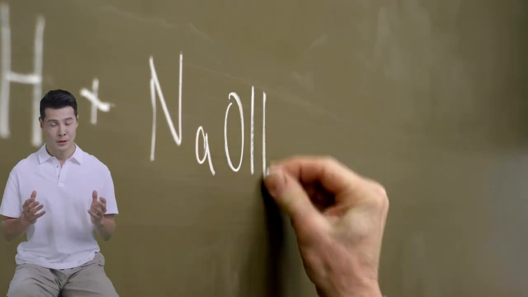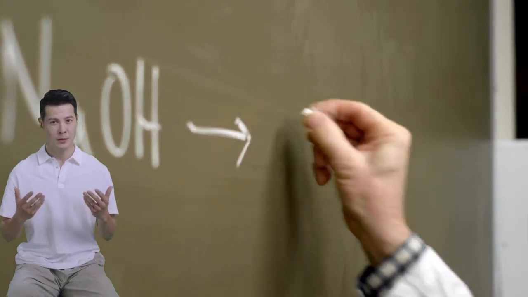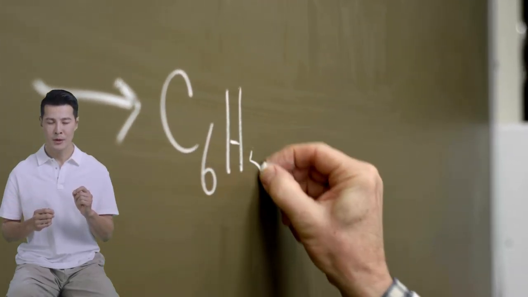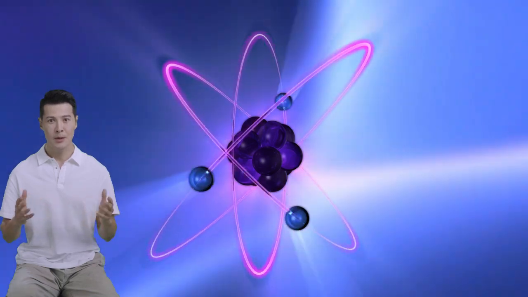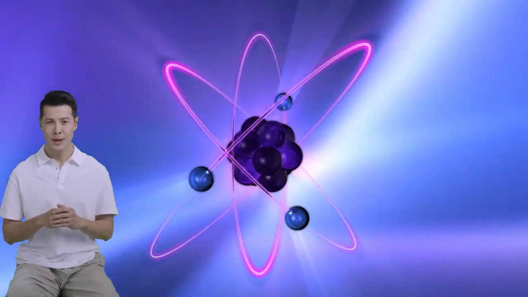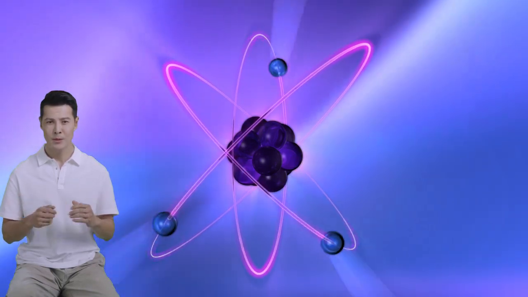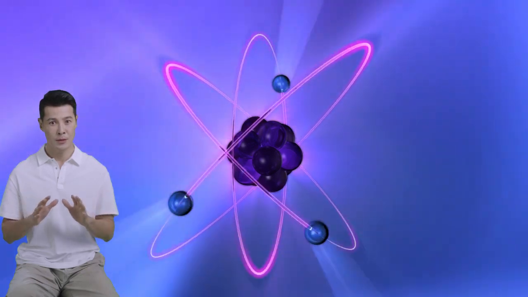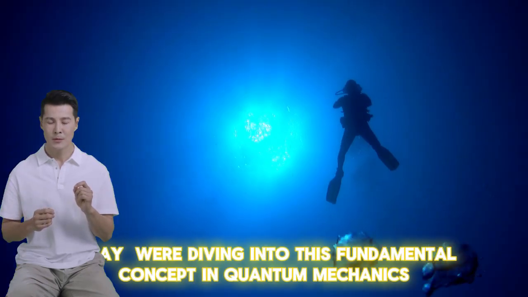By the end of this video, you'll gain a deep understanding of how to calculate quantum numbers. Have you ever wondered how scientists pinpoint the exact location and energy of an electron in an atom? That's where quantum numbers come into play. Today, we're diving into this fundamental concept in quantum mechanics.